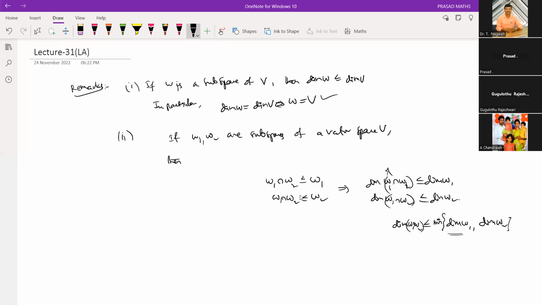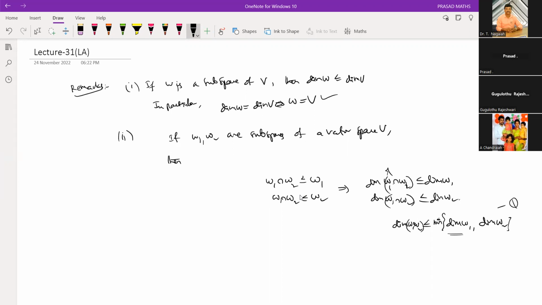Suppose you are asked to compute the upper bound, the largest value, of the dimension of W1 intersection W2. Whenever you are asked such a question, you take the minimum of the dimension of W1 and the dimension of W2, compute it, and that is the upper bound for the dimension of W1 intersection W2. This is the first result.